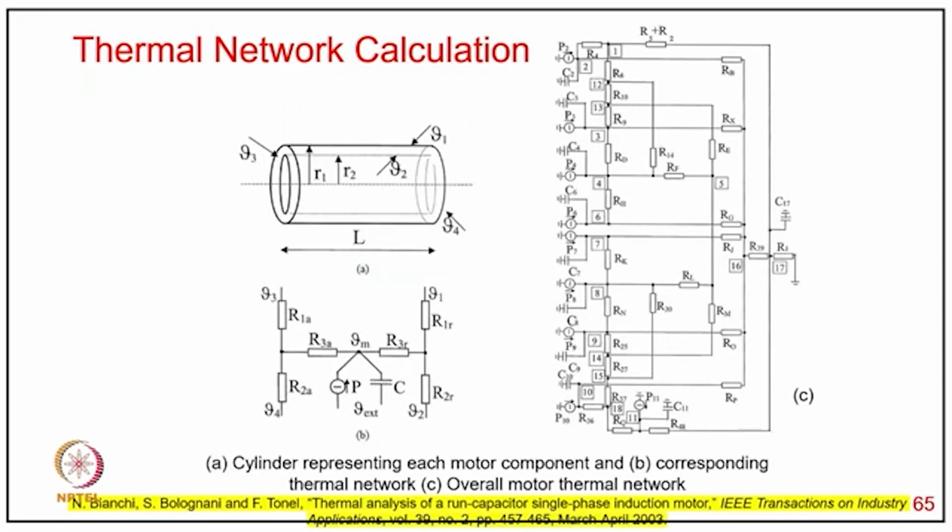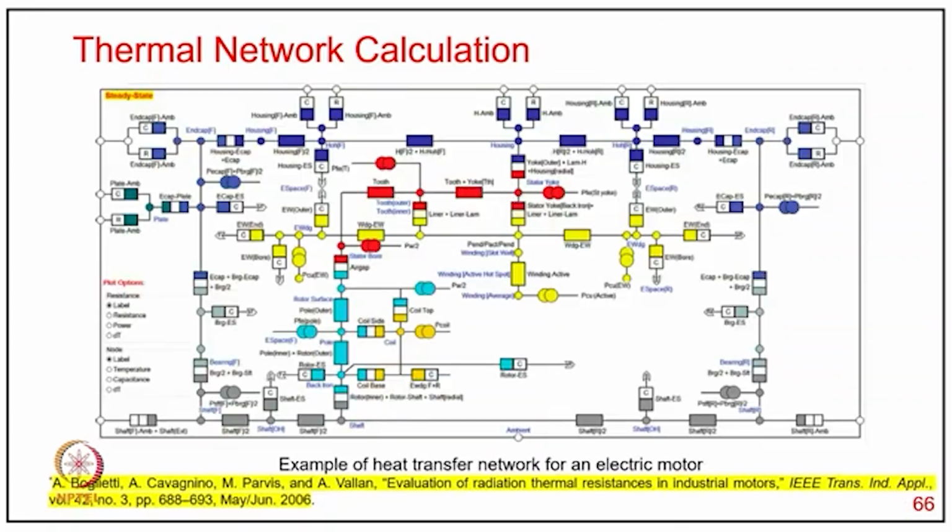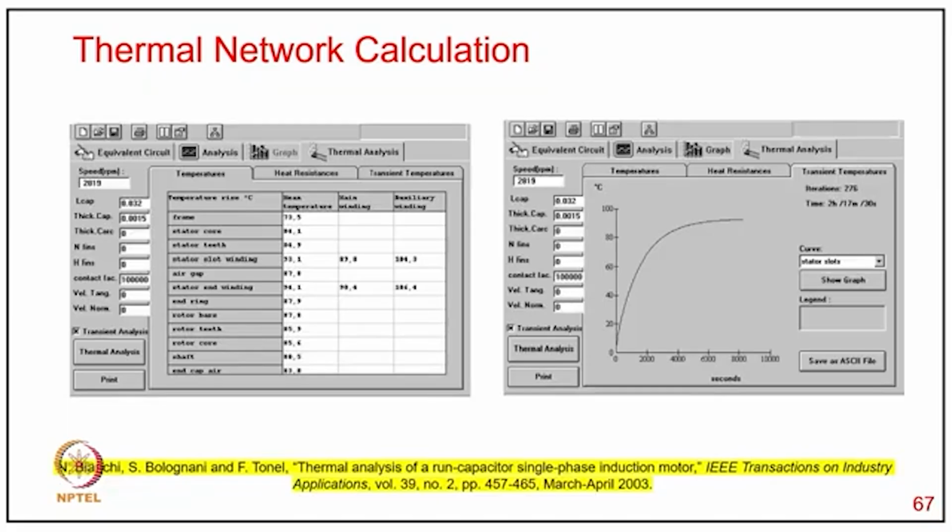A typical example is a thermal network, with cylindrical elements representing each motor component, and the overall motor thermal network. You can see how the thermal equivalent circuit with different regions is given here, even including the equivalent circuit of the capacitance for the temperature. And this is again an example of a heat transfer network for an electric single phase induction motor, and this is typically what you can call the thermal analysis data on computer.